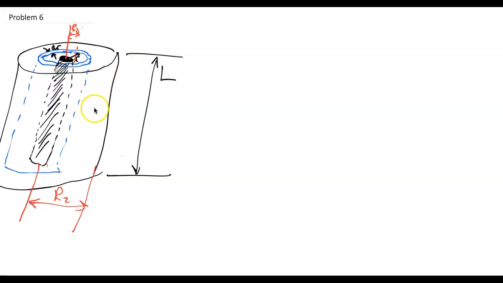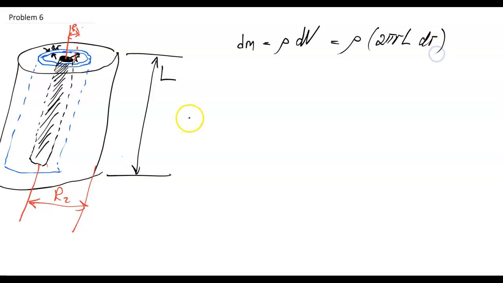Consider the hollow shell that's in the picture of the statement of the problem. And if we look at a potential mass element, then that mass element is going to be the density, since it's constant, times an element of volume. And the volume of the cylinder would be given by 2 pi RL. That would be the surface area of it times dr, which is the thickness.